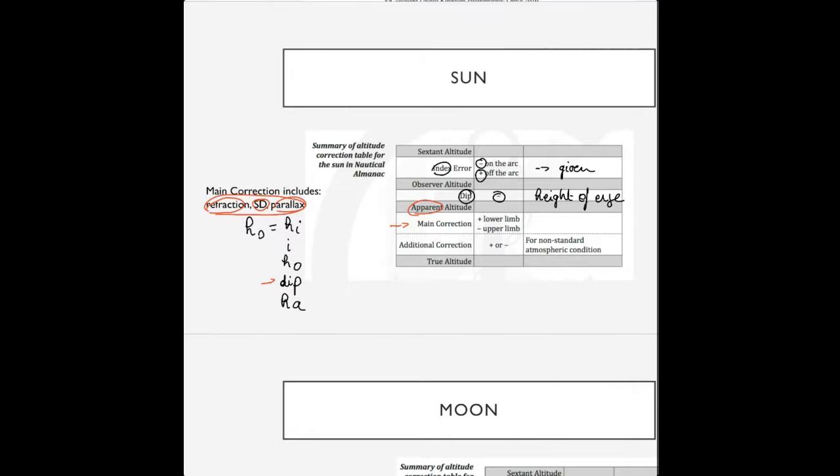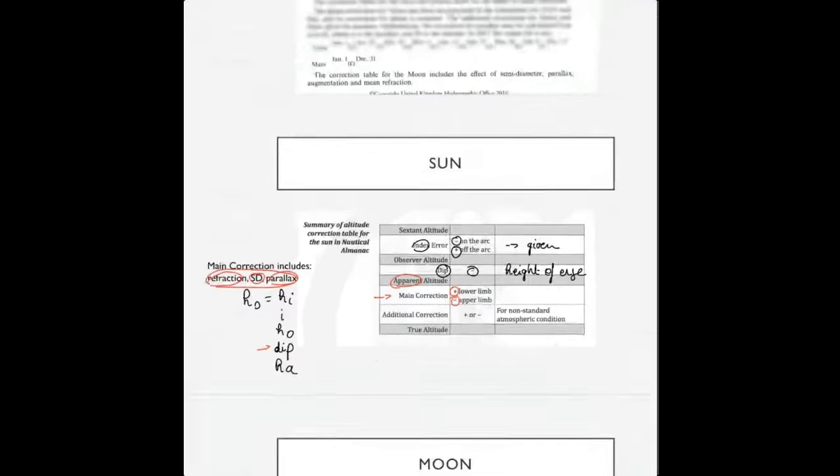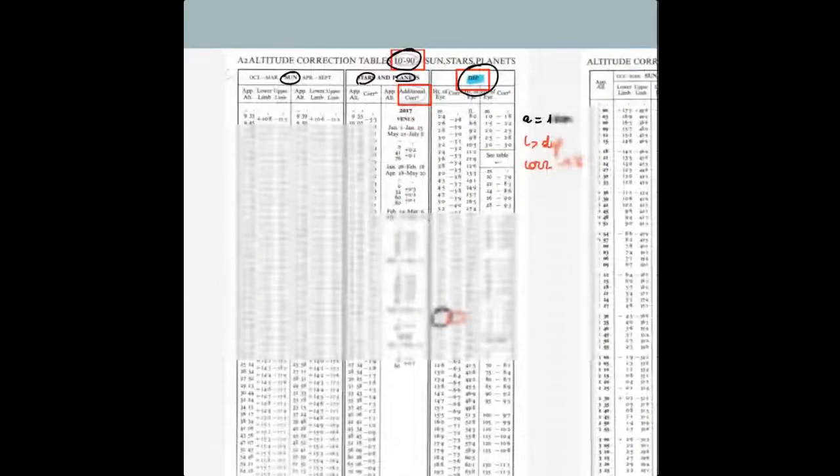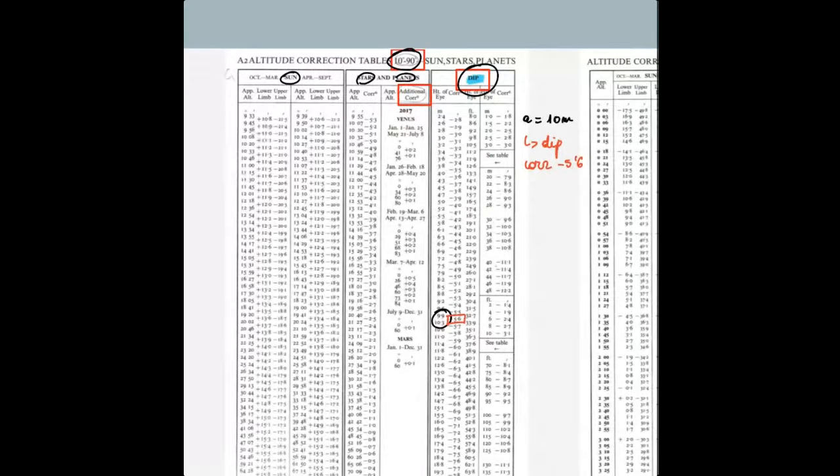The only difference is that they make a difference between observations for lower limb and observations for upper limb. I will go to the correction table page, and for the sun, you can see they make a difference between the period of observation: either you do an observation between October and March, or between April and September. Then you apply the correction on the apparent altitude. You know whether you've done an observation for the lower limb or the upper limb, and then depending on the value for your apparent altitude, you obtain a correction.